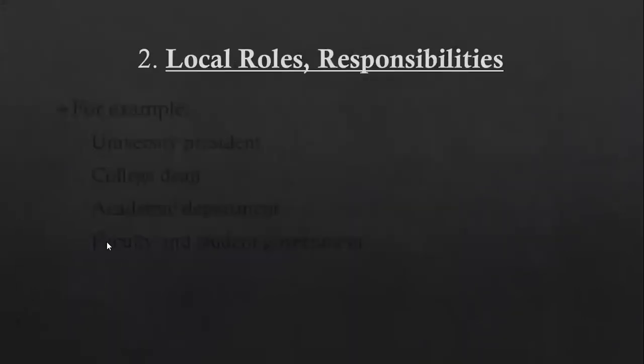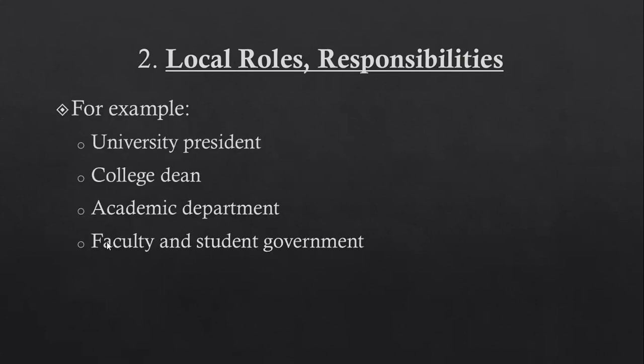A second benefit to HOP is that it defines local roles and responsibilities for university authorities. For instance, HOP describes the role of the university president, the college dean, of academic departments, as well as both faculty and student governments. HOP describes other university members' roles, which can help the student understand where he fits in the larger university community by explaining the university governance structure. HOP defines roles and responsibilities at the university level.